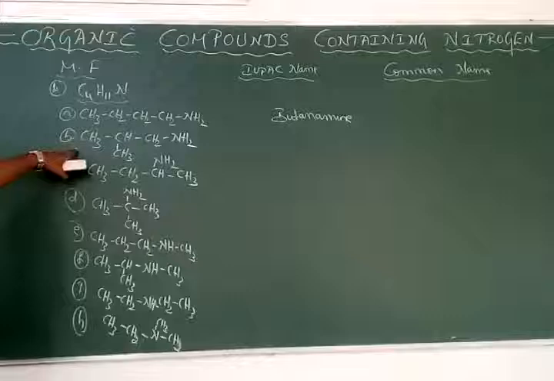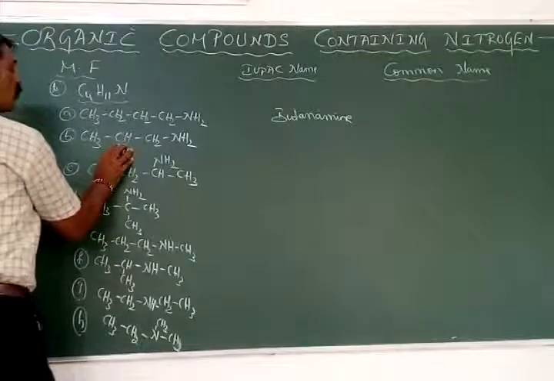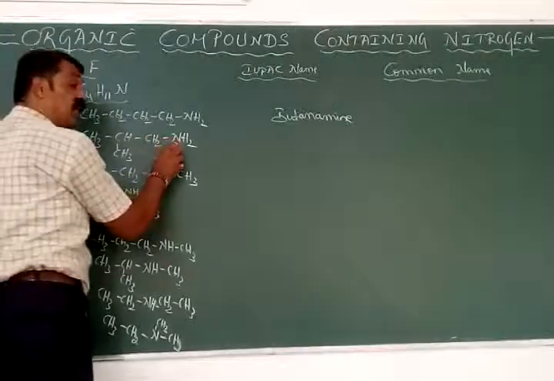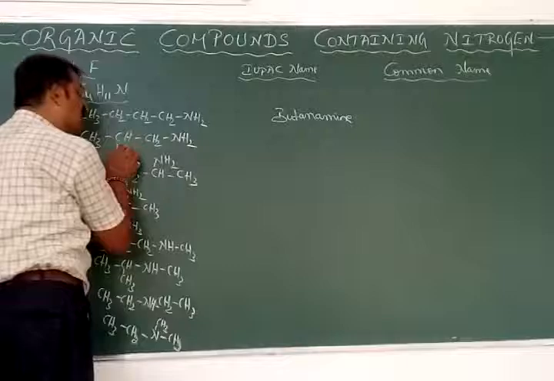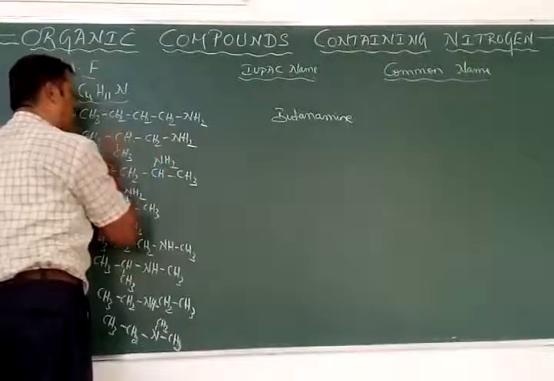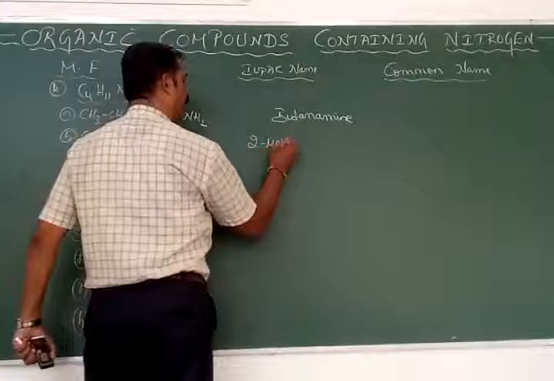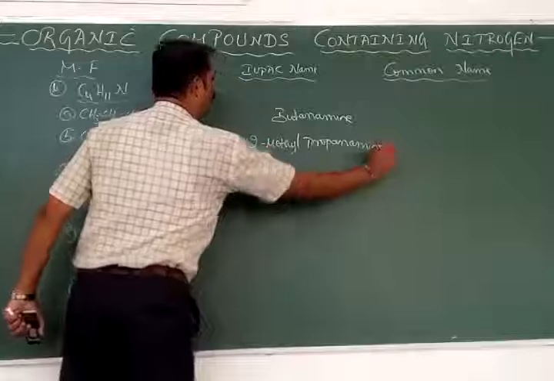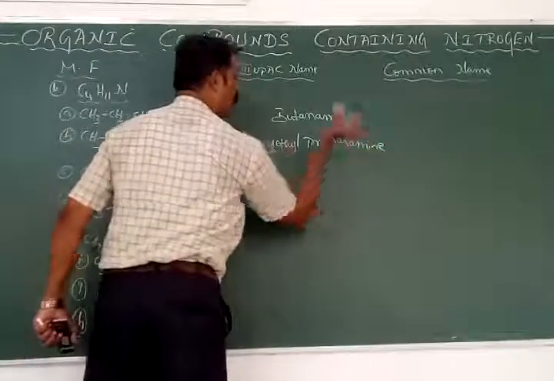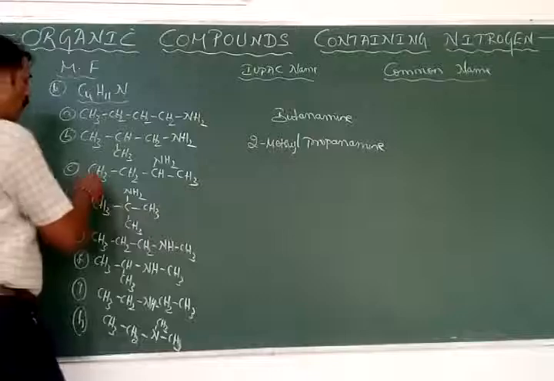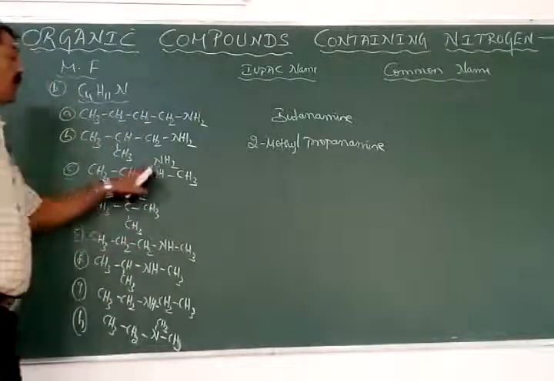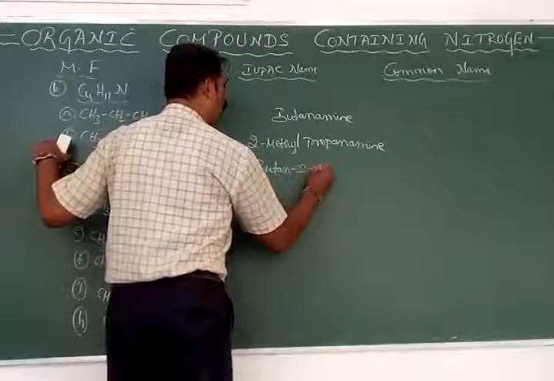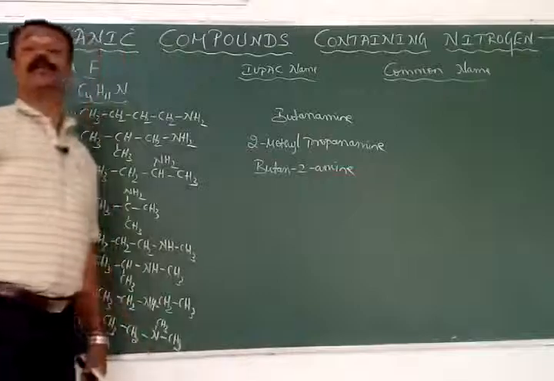Then here the root word becomes only 3 carbons because of the branching. The root word is prop. Amine is at the first position, propanamine, and the methyl is at the second carbon if this is the first. Therefore it is called 2-methylpropanamine. Here again the root word is 1, 2, 3, 4, which is but. Amine is at the second position. Therefore it is called butan-2-amine, or simply 2-butanamine.